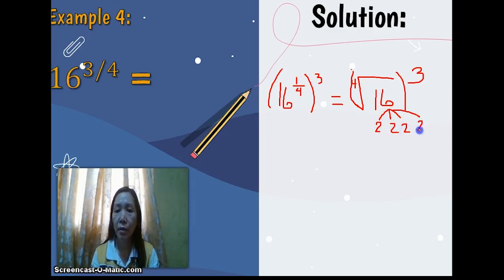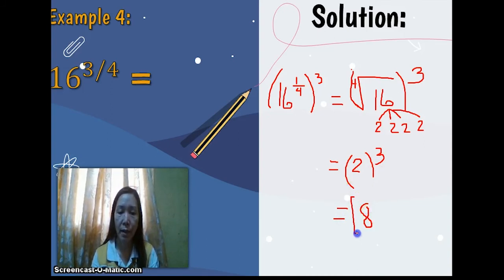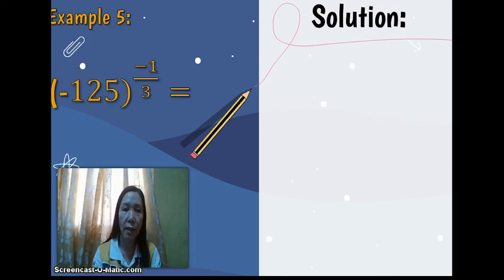So what we call this is a factor, as we learned in elementary, I think grade 4 or grade 5. Are you familiar? Can you still remember? So again, the 4th root of 16 is 2. And then we're going to enclose this in parentheses and raise to the power of 3. So 2 raised to 3 is equal to 8. So the answer is 8. Again, you can verify using your calculator.